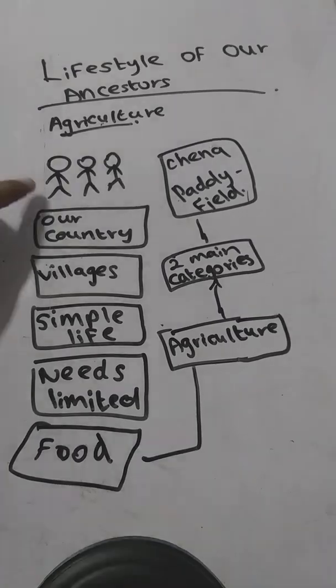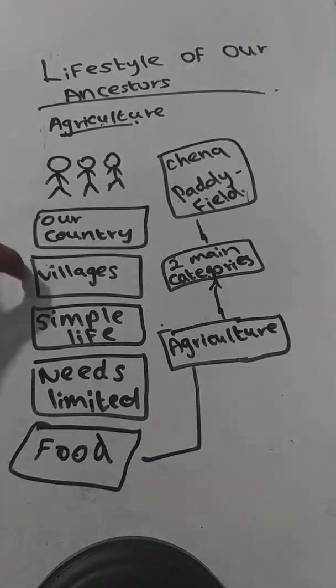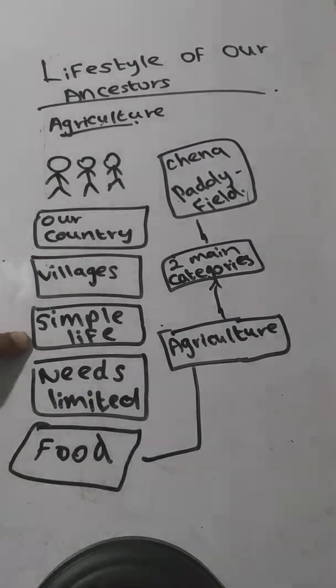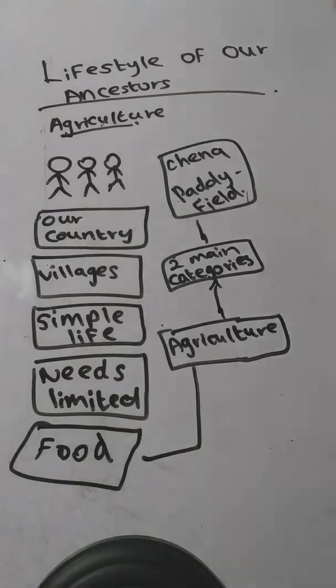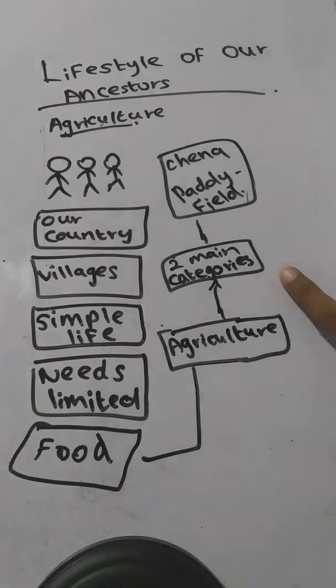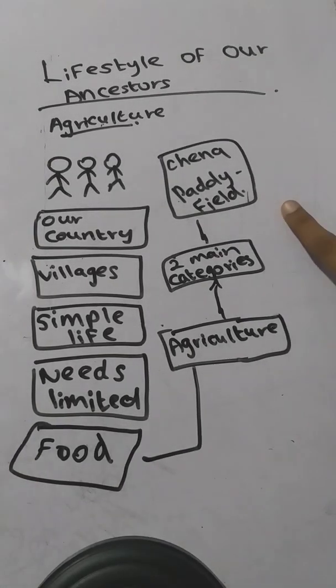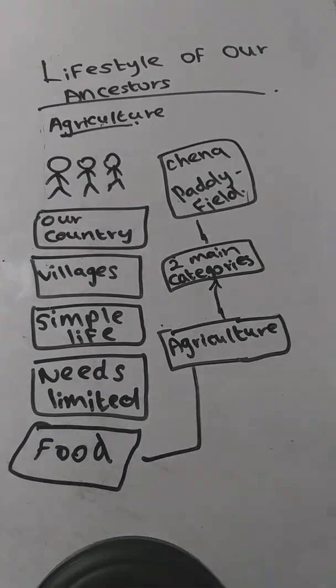The ancient peoples of our country lived in villages. They led a very simple life. Their needs were limited. The biggest challenge they had to face was food. So they selected agriculture as their main source of livelihood, and they separated agriculture into two main categories, chena cultivation and paddy field cultivation. Another name for chena cultivation is highland cultivation, and another name for paddy field cultivation is wetland cultivation. Let me explain it again.